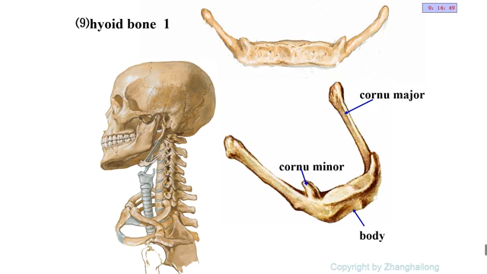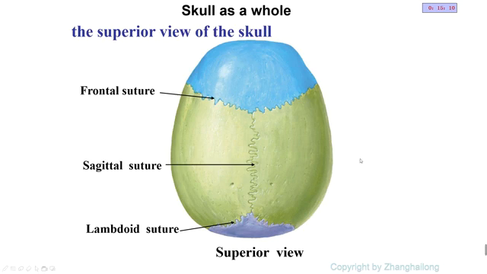And on your own body, please touch your neck. First you can touch your larynx. And you can touch the base of your mandible. Here is the pharynx, and between them should be our hyoid bone. Okay, that's about the facial cranium.